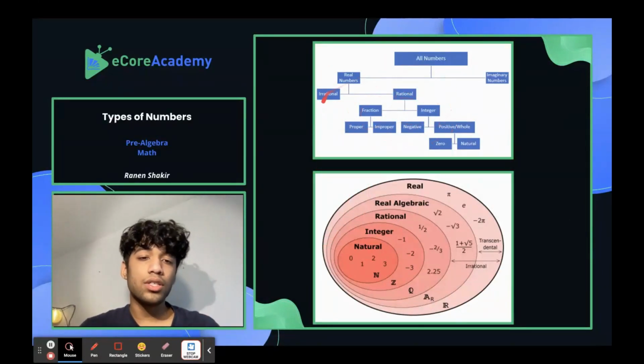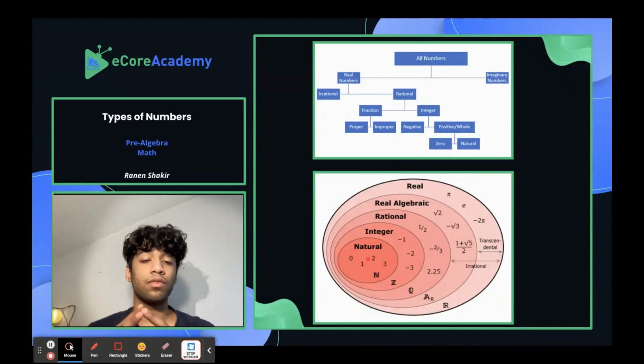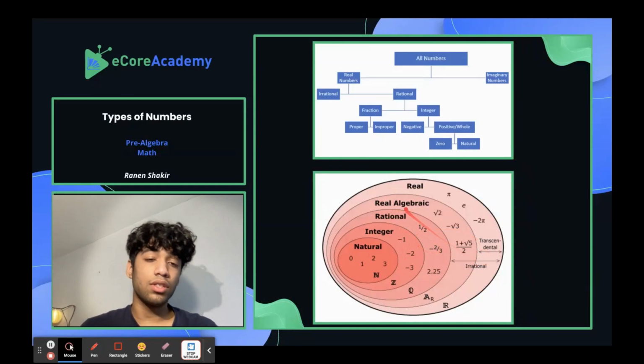The first one here is like a family tree of all the different types of numbers, and this one here is like an oval kind of thing. It expands from the natural numbers, then integers, then rational, and then irrational, and then real numbers, which I'll go over in this video.